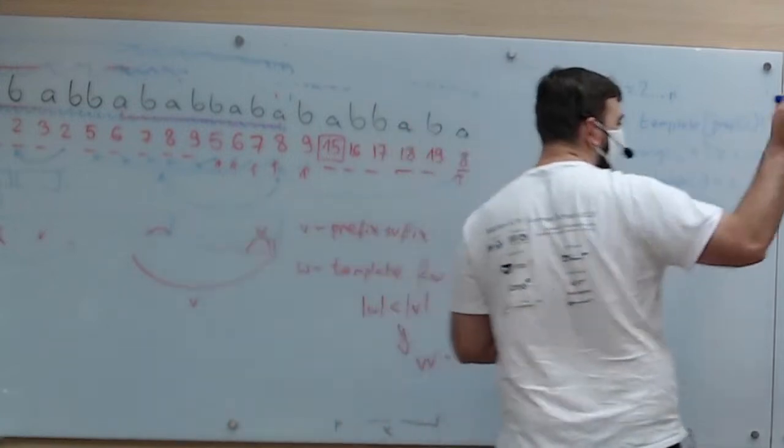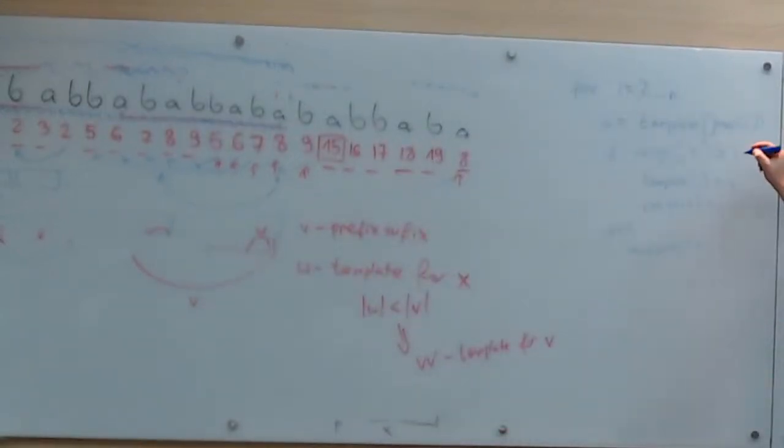Okay, I forgot about one thing here. I need to check if I have a prefix suffix, and the prefix suffix is not equal to i, so it's not the whole word. But that's the only thing I need to add.